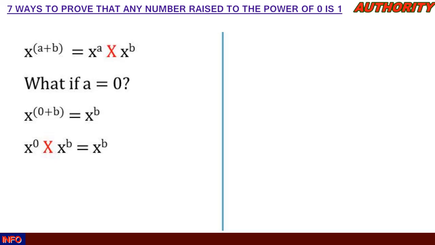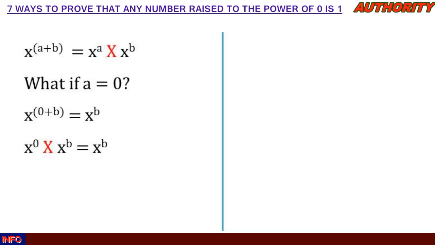We have solved from the initial where we say x raised to power 0 plus b is equal to x raised to power b, right? Good. So we want to expand it. So when we expand it, we're going to have x raised to power 0 times x raised to power b. But we don't know x raised to power 0, which is any number raised to power 0. So here we say that x raised to power 0 times x raised to power b is equal to x raised to power b. So what is the value for this x raised to power 0 such that when it multiplies this x raised to power b is going to give us x raised to power b?